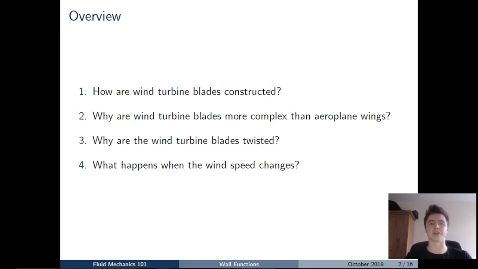So just to give you an overview of what I'm going to talk about today, I'm going to start out by going through how wind turbine blades are constructed. Then I'm going to look at why a wind turbine blade is more complex than aeroplane wings, and we're going to follow up from that with why a wind turbine blade's twisted and what happens to wind turbine operation when the wind speed changes. And as always with this series, we're going to be focusing on the concepts and the ideas rather than the mathematics behind the wind turbines.